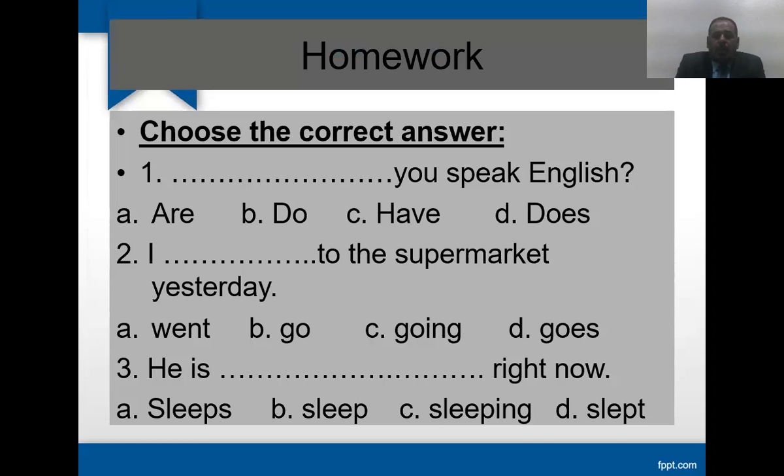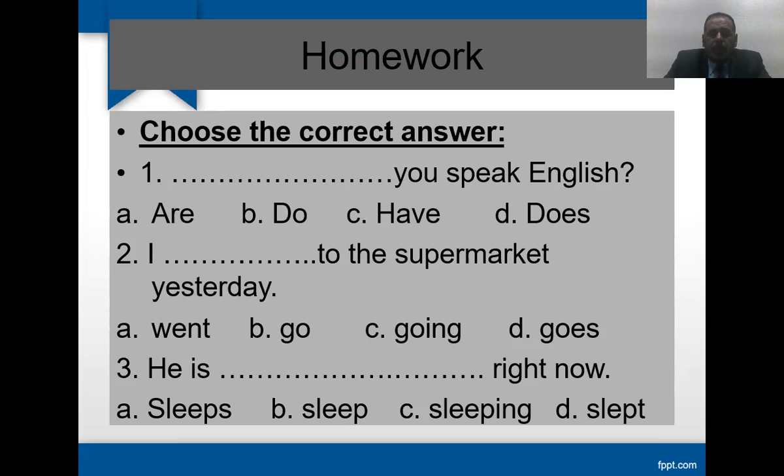That's all for our revision, but we have to answer this exercise as homework. I read it for you. Choose the correct answer. Are, do, have, does you speak English? Okay, try to think before you answer.